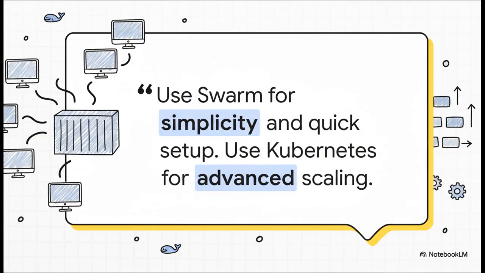And this quote really just sums up the whole debate, doesn't it? It all comes down to what you actually need. Do you need to get a resilient, scalable app up and running, like fast? Swarm is going to be your best friend. But do you need to manage a massive, super complex infrastructure with very, very specific requirements? Yeah, that's where Kubernetes really shines.